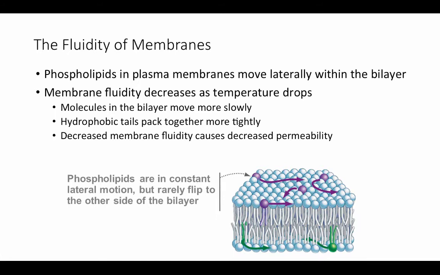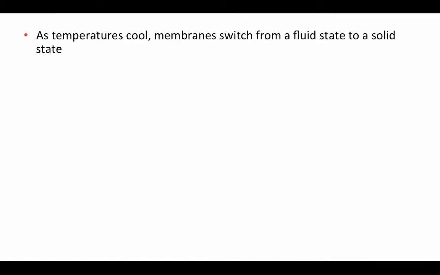Why do they do this? Because they have some thermal energy that's causing random motion of molecules, and they're going to tend to move around in a more or less random way just due to having thermokinetic energy. Because this is related to thermokinetic energy, it's going to depend quite a bit on temperature. At lower temperatures, the molecules in the bilayer are going to move more slowly. They've got less of that thermokinetic energy, and because of this decrease in movement, those hydrophobic tails are going to tend to pack together more tightly. So this is going to have an effect on both the fluidity and the permeability of the membrane. As temperatures cool, membranes switch from a more fluid state to a more solid state.